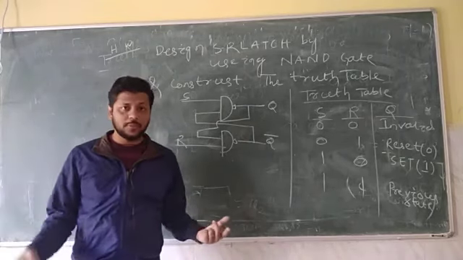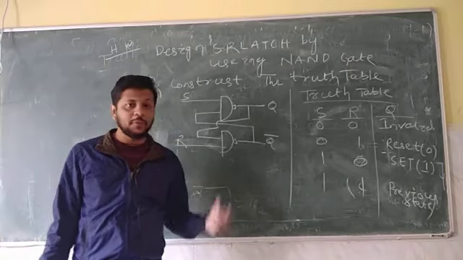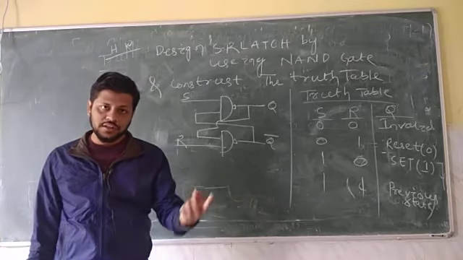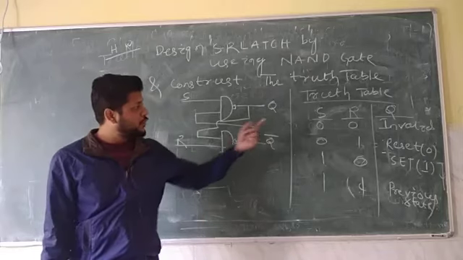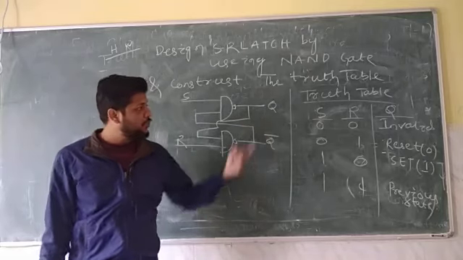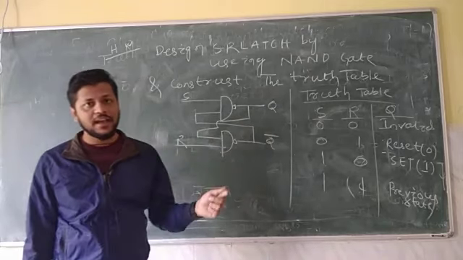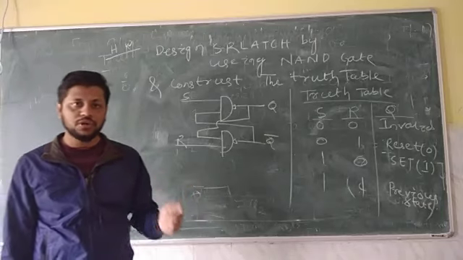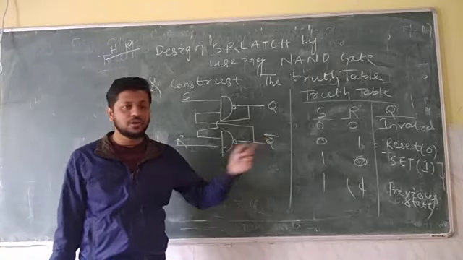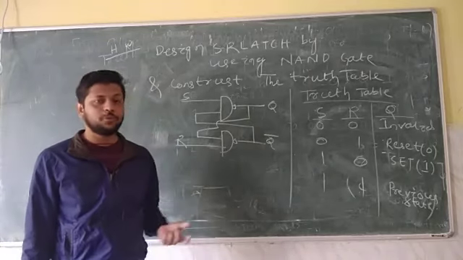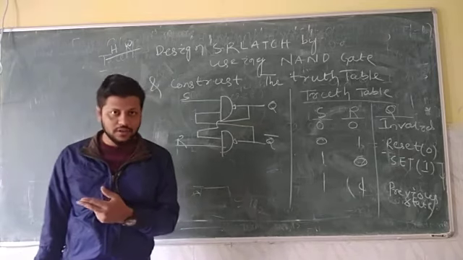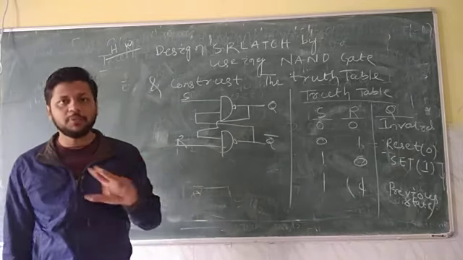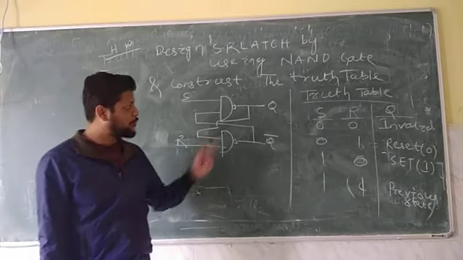But in case of NOR latch, what will happen? Only when both the inputs are 1, we have the invalid case. But in case of SR NAND latch, we don't apply 0 0 to both the gates. What will happen if both the gates are applied with 0 0? Then the output will be invalid, that is, Q is equal to Q bar. That never happens. Q must be the complement of Q bar. So you need to prove this.